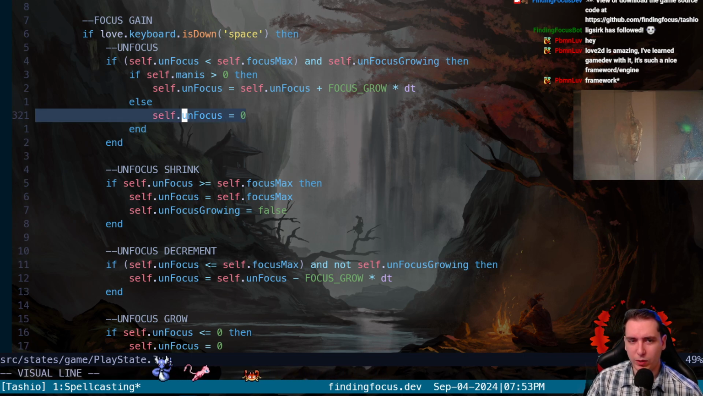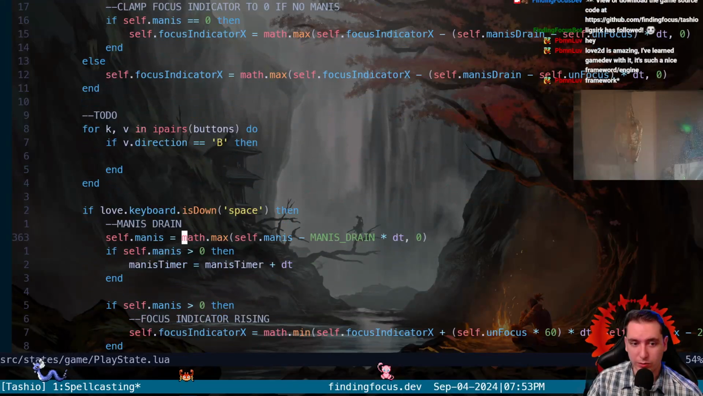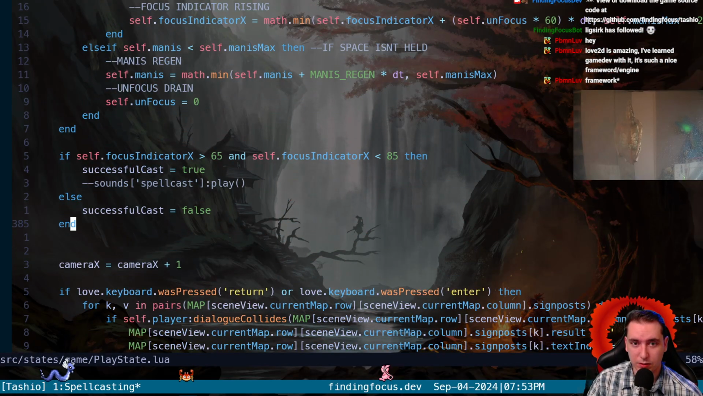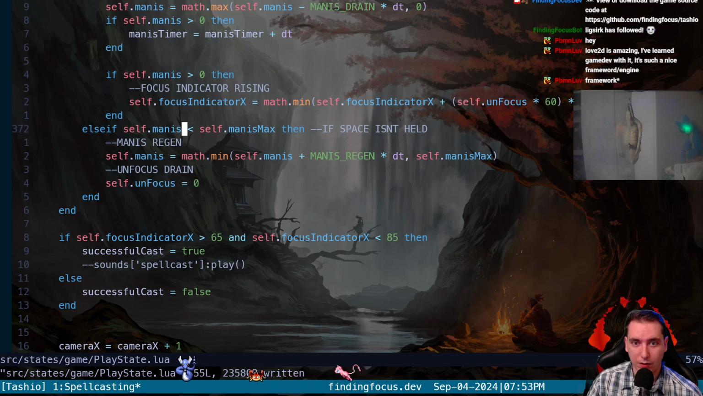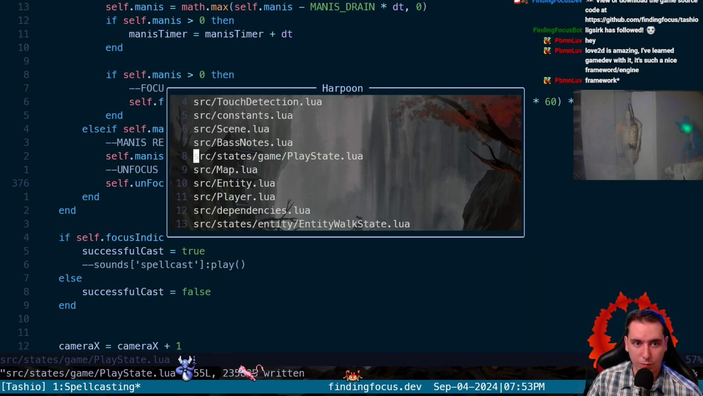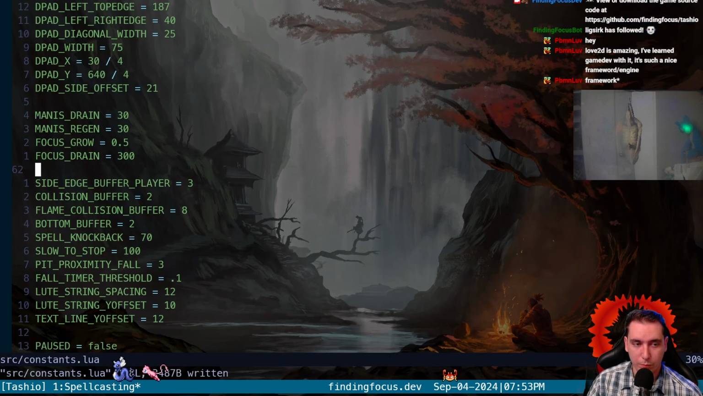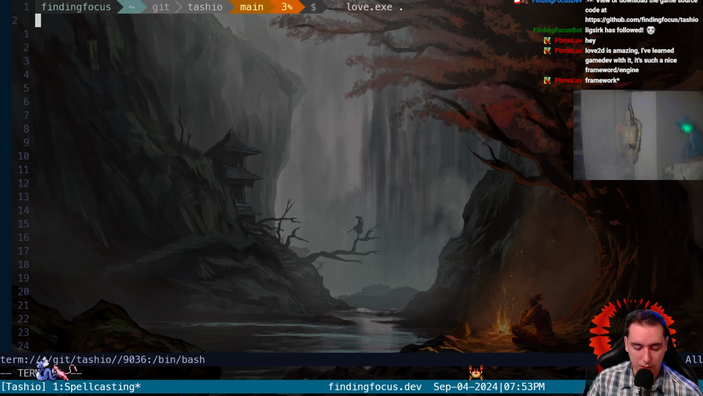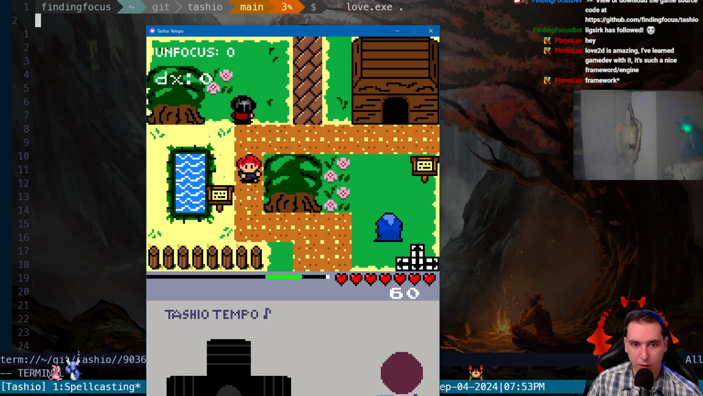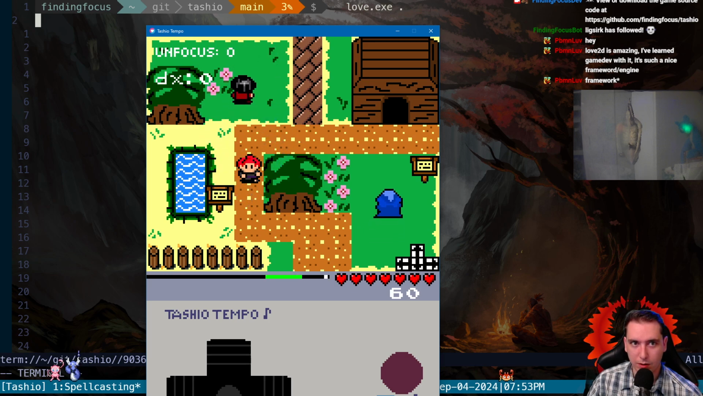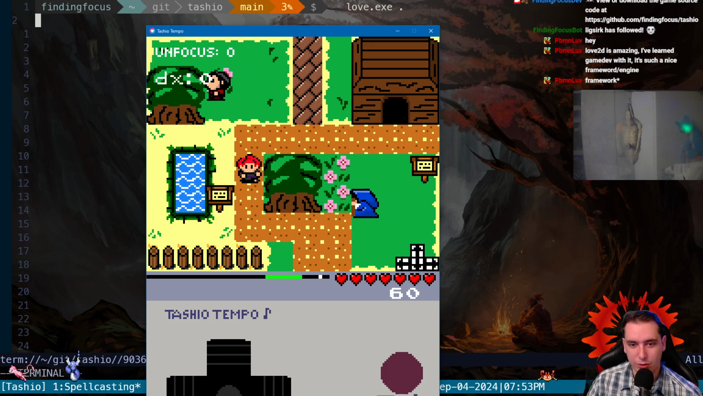Okay, so we need this one because if space is held and you're out of mana, you also need an unfocus of 0, but we also need to flush it to 0 if space isn't being held, because we need the next transition to ramp up smooth, so that's why there's two there. So we don't need that magic number, we don't need the constant at all, because we just set it to 0. So let's see here how it's looking. Okay, ramp up. Oh, see, look at this. Oh, the drain is just so slow.